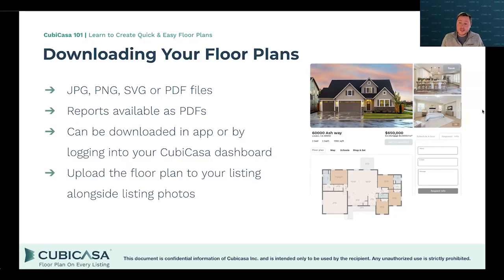The different types of reports that you can generate, like the home report or the snapshots report, will both be available as PDFs. Worth noting for the file download, you can do so right in the CubiCasa app, so using your phone or mobile device, or you can log into CubiCasa from your computer. If you head to our website, you'll be able to log into your dashboard. Either option, you can download all of the files right to whatever device you're using, and then be able to share them out from there.